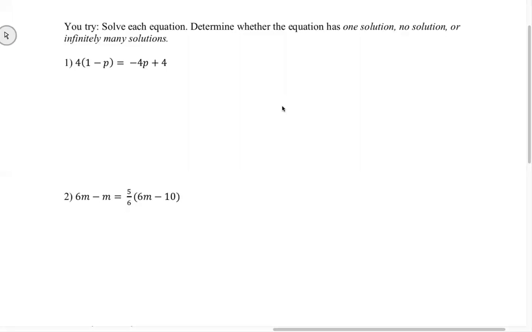I'll give you guys a hint. There are 2 infinite solutions.